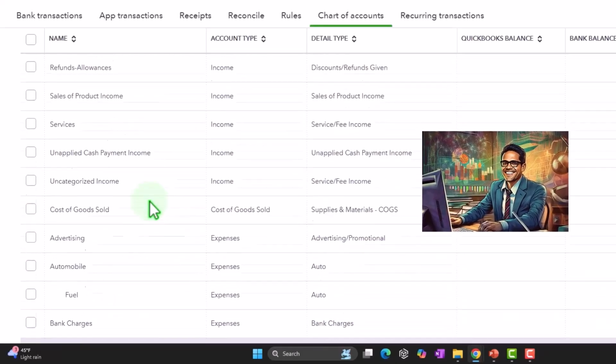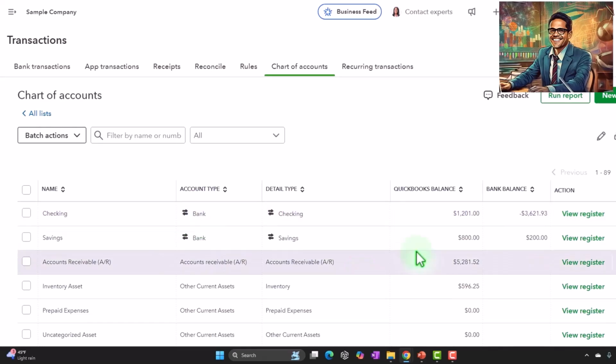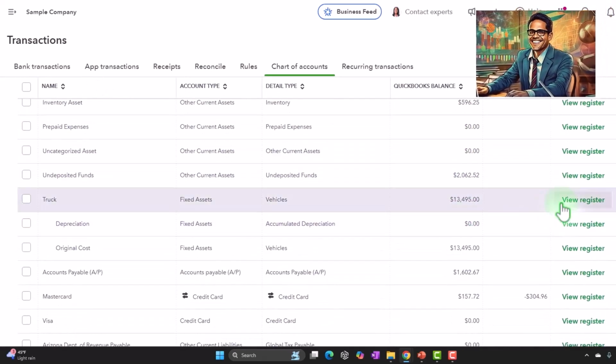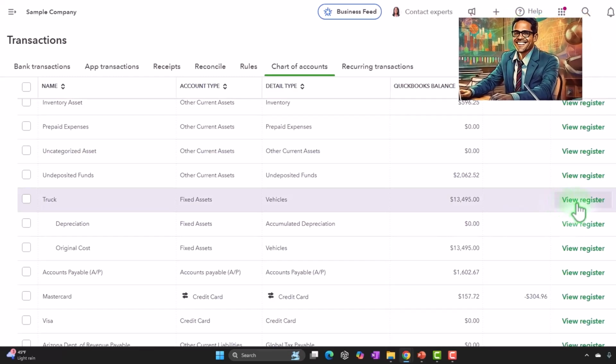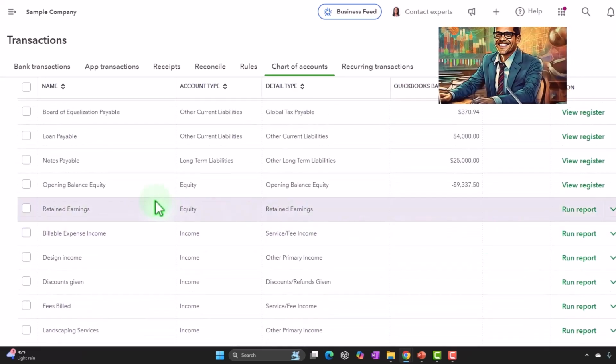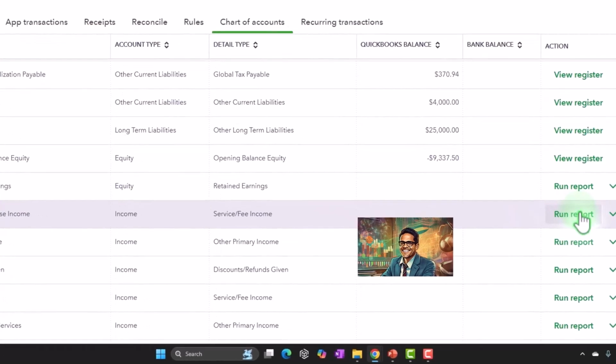One other thing I want to point out is that the balance sheet accounts, you'll notice, have a balance in them, right? You have a balance here, and you also have this thing saying register on the right-hand side. But if I go down past the equity section into income, then it just says run report. We no longer see register.